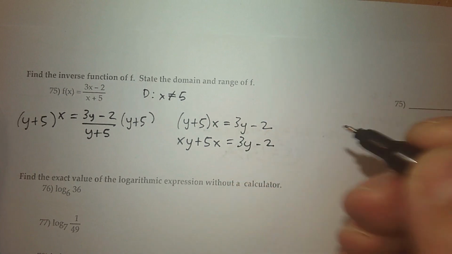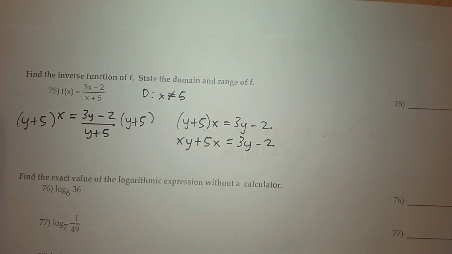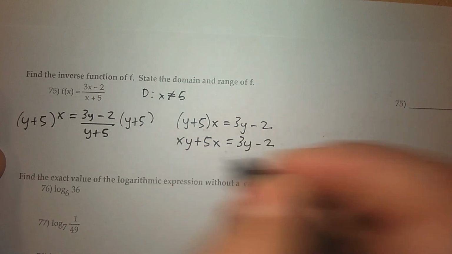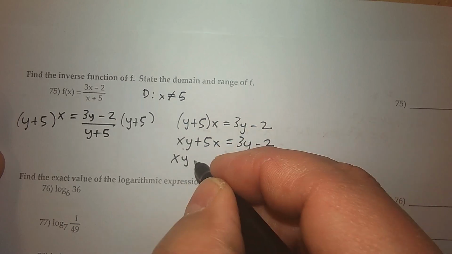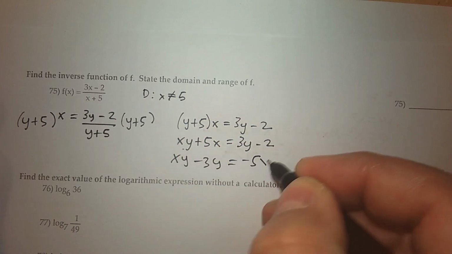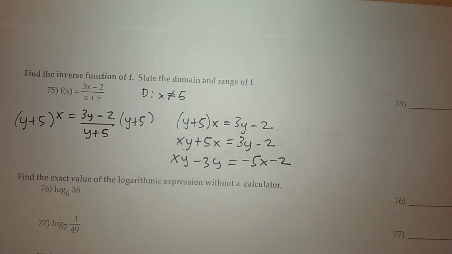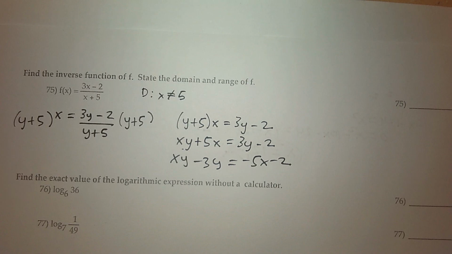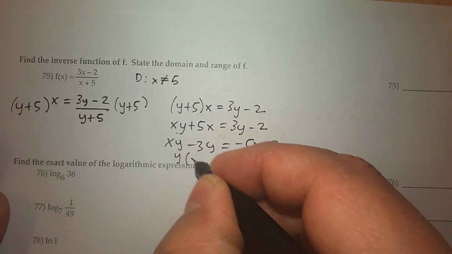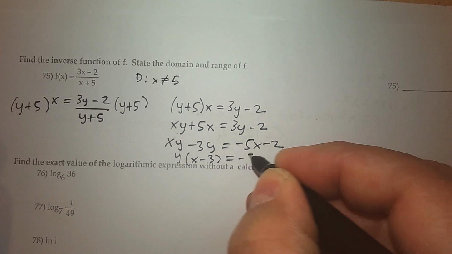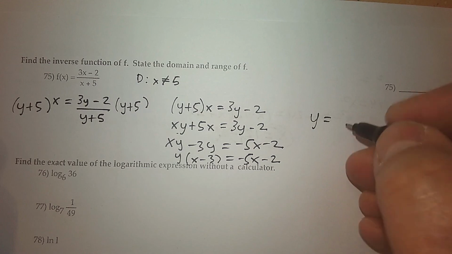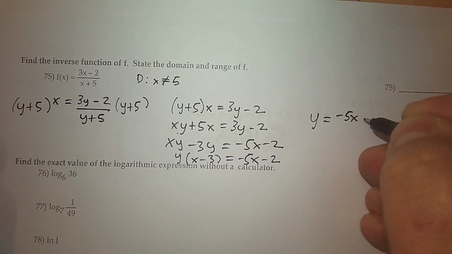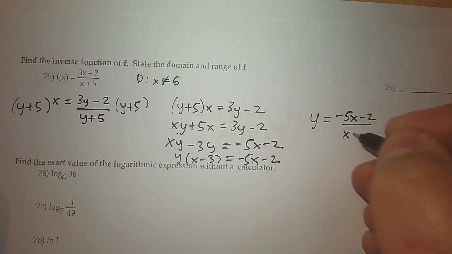So I distribute. Any term with a y in it needs to be together. So I'm going to subtract 3y, and I'm going to subtract 5x. So any term that has a y in it is going to be together, and if it doesn't have a y in it, it's going to be on the other side. Then I'm going to factor out a y. And by factoring out a y, y now will be by itself. So the last step is to divide. So it's negative 5x subtract 2, and then x subtract 3 in the denominator when you divide.